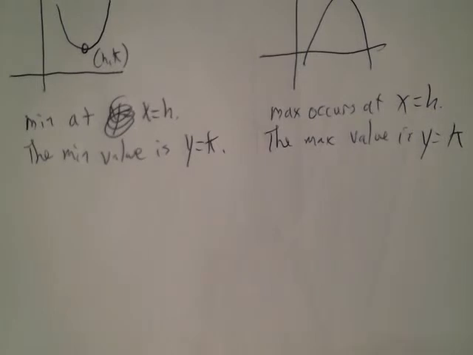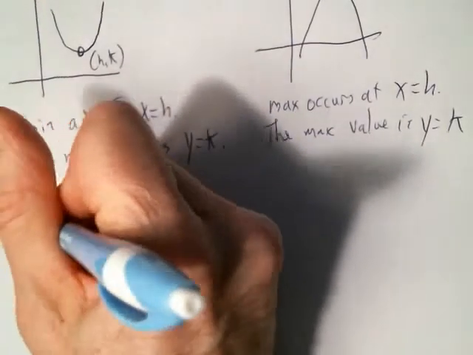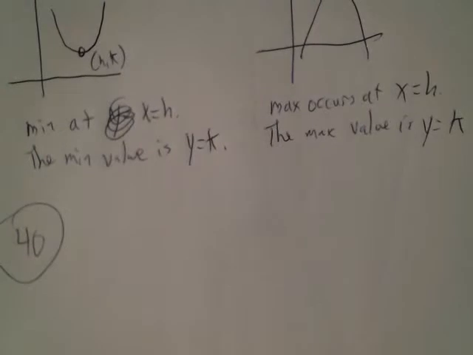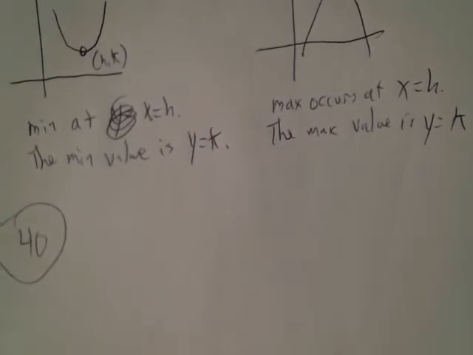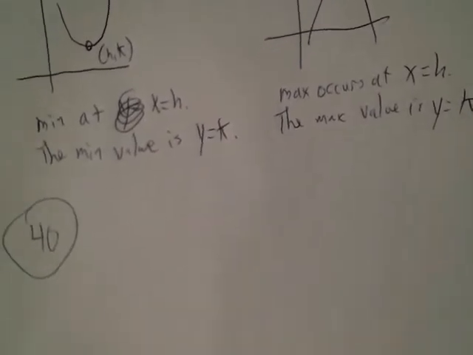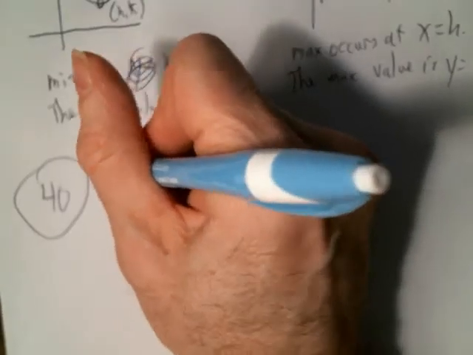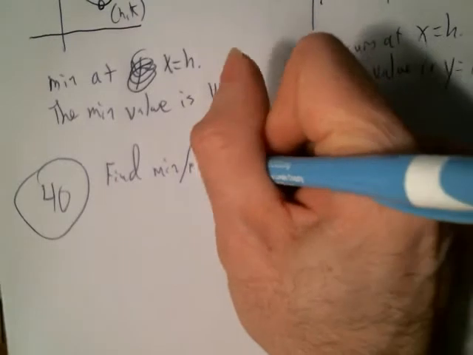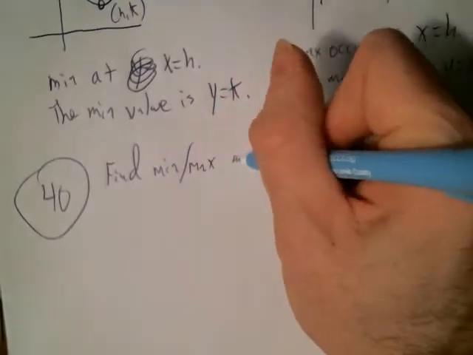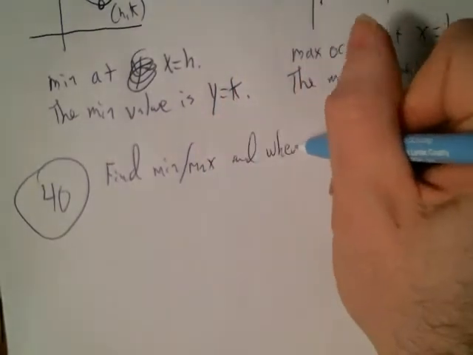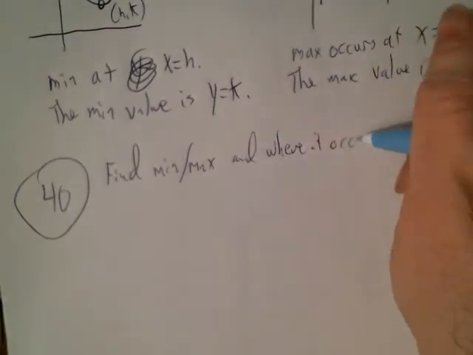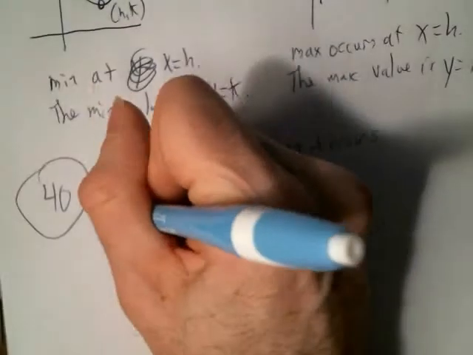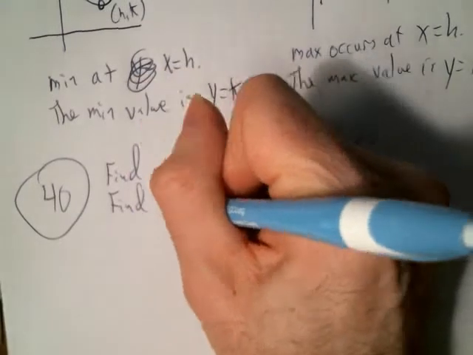Okay. So 40, they want you to find the min and the max and determine where it occurs, and then find the domain and range. Is it a min or a max? Find min or max and where it occurs. And then also find the domain and range.